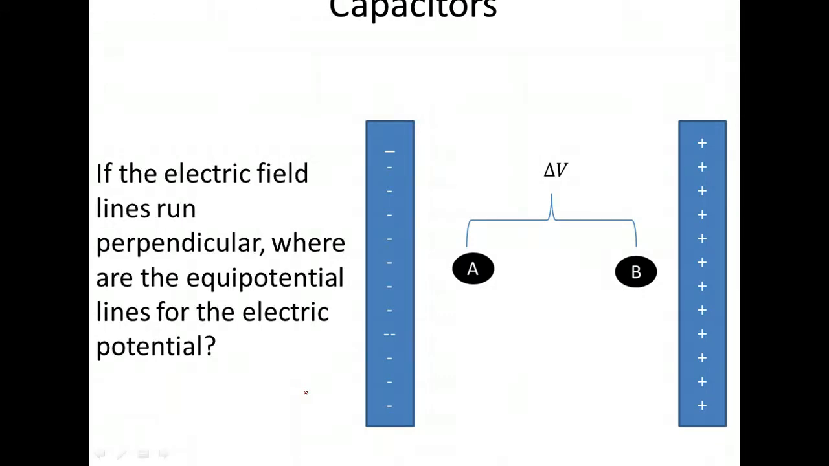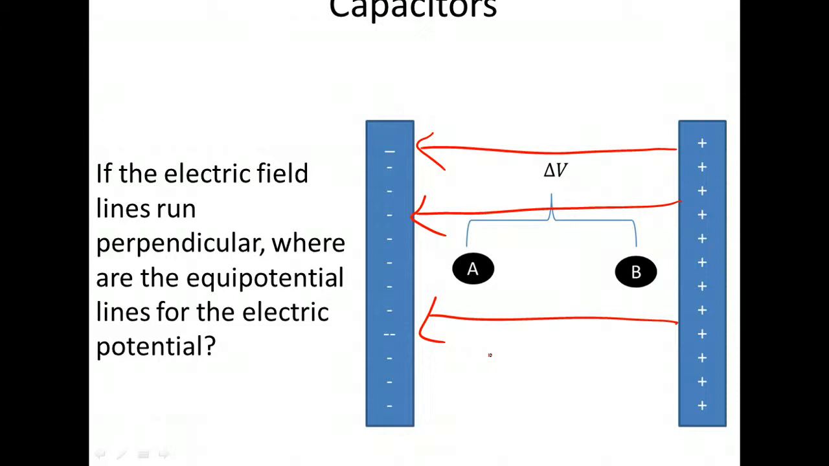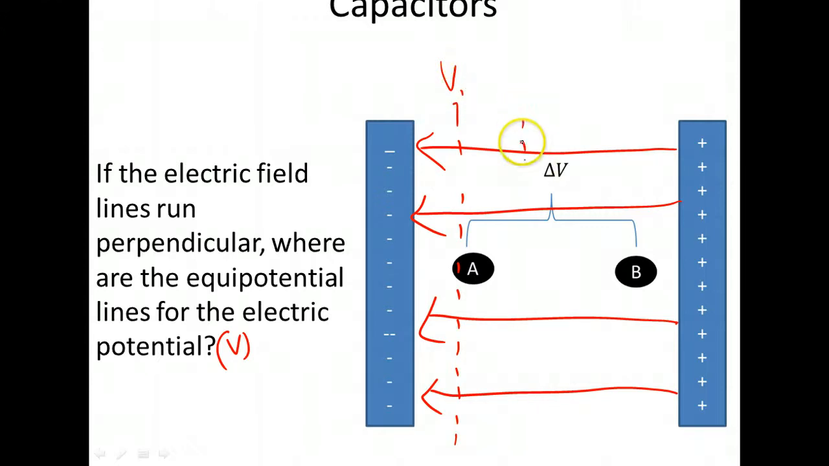If the electric field lines run this way, perpendicular to the plates, which way would the lines run for the electric potential, again V? Or where are my equipotential lines? Yeah, straight up and down, and I see you guys doing that. And so all of this area has the same electric potential. We can call that V sub 1. All of this area has the same electric potential, V sub 2. All of this area, V sub 3.